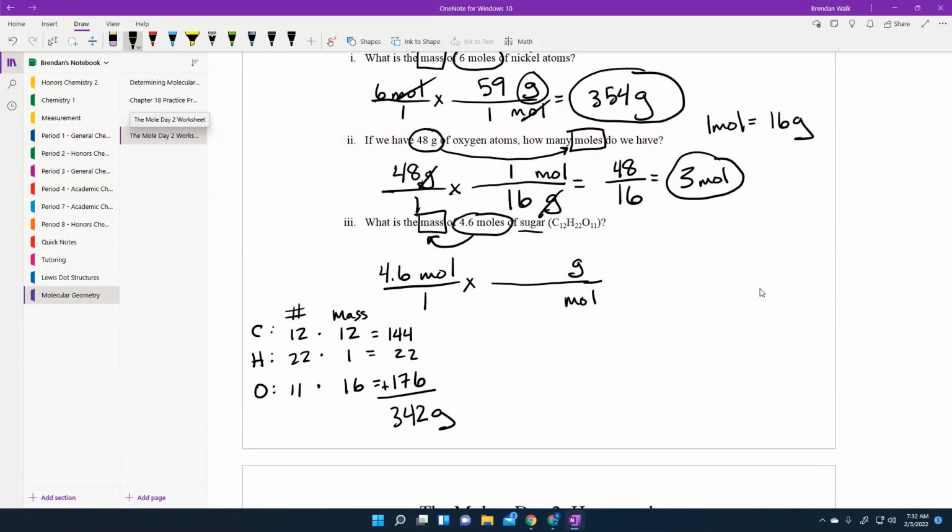This number is what we're going to throw right here. 342 grams for every mole. Both numbers are on top, so I multiply them. 4.6 times 342. I'm getting 1573.2 grams.